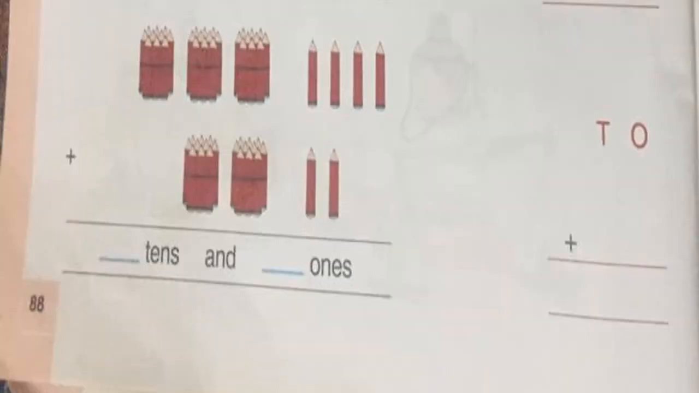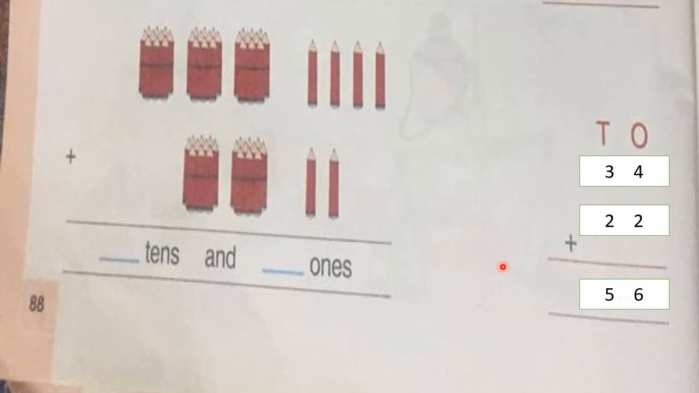Okay. Just see this here. Count the ones. 1, 2, 3, 4. It is a number, right? 4. And how many tens? 10, 20, 30. 34. Next, how many ones? 2. How many tens? 2. 22. What will be the answer? 4 plus 2 is 6. 3 plus 2 is 5. The answer will be 56. Now, write that here. 5 tens and 6 ones.